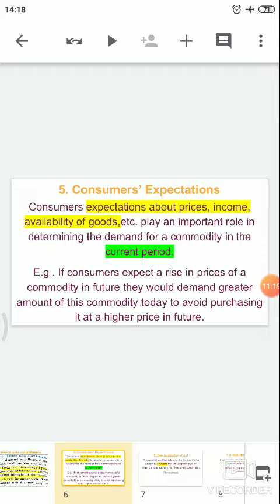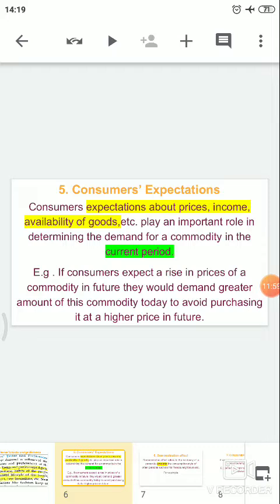Then comes consumers' expectation about prices, income, availability of goods in future. Now, how does his expectation about the future affect his current demand? That is explained here. Now, if a consumer expects a rise in the price in the future, if you're expecting that the price of the commodity is going to rise in future, what happens? You start demanding more of the commodity today, even if the price is higher. Why?